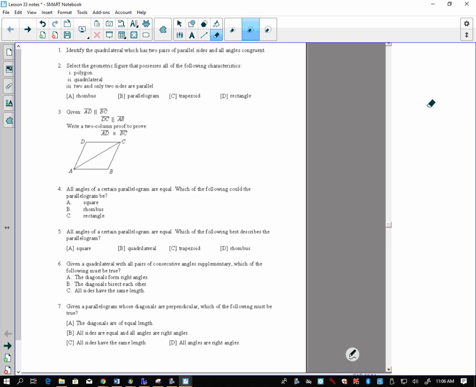Number 6, given a quadrilateral with all pairs of consecutive angles being supplementary, which of the following must be true? The diagonals form right angles, the diagonals bisect each other, or all sides have the same length. All right, well, all pairs of consecutive angles are supplementary. When are those consecutive angles going to be supplementary? What shape has consecutive angles being supplementary?